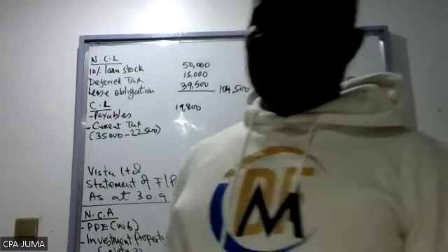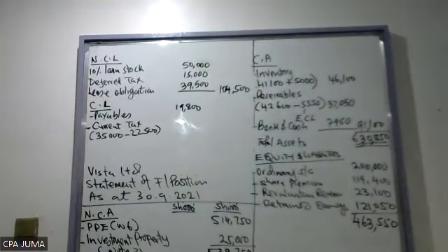Lease obligation, I'm lost. John, I'm bringing in shortly. How much is the 35 minus 22? What do you get? 12,500.